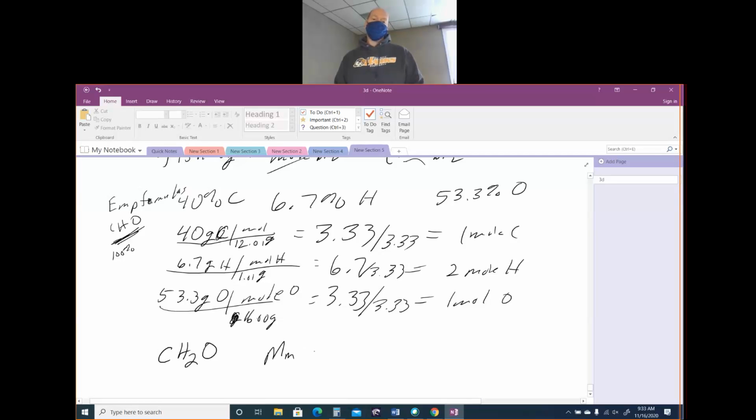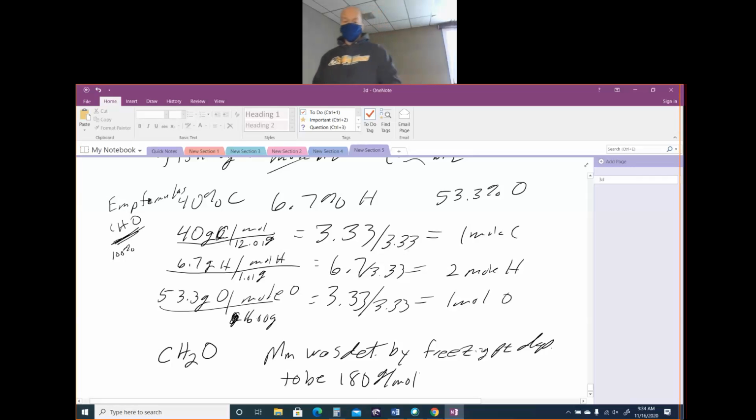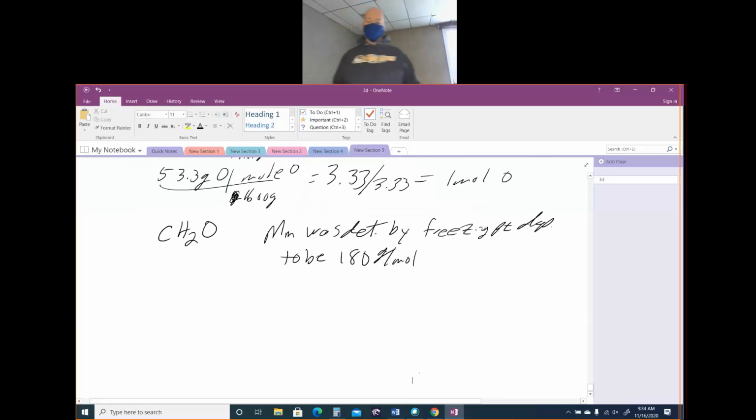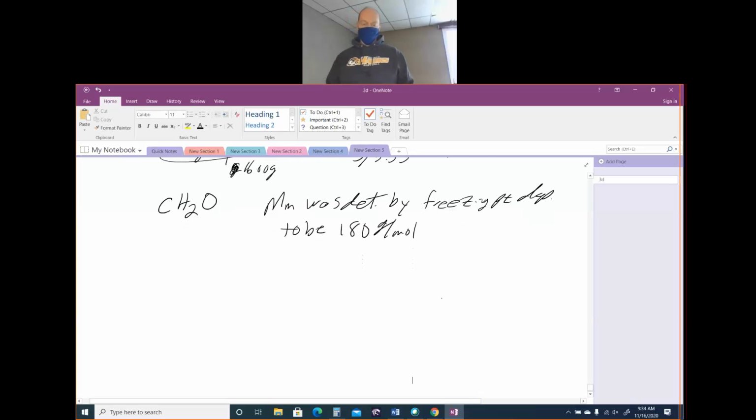All right. Molar mass was determined by freezing point depression to be 180 grams per mole. All right, so freezing point depression, just like on the last test, you had your freezing point, then you calculate your molality, and once you have your molality and the amount of unknown you used, you can easily find the molar mass. So a very common way to find molar mass is freezing point depression.